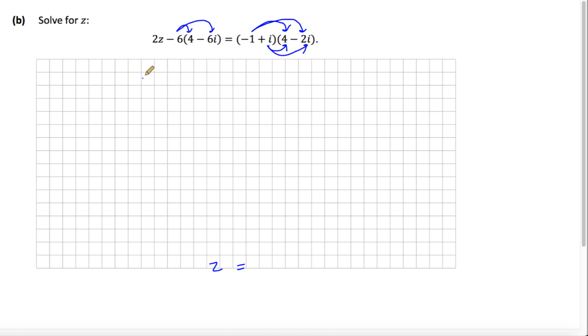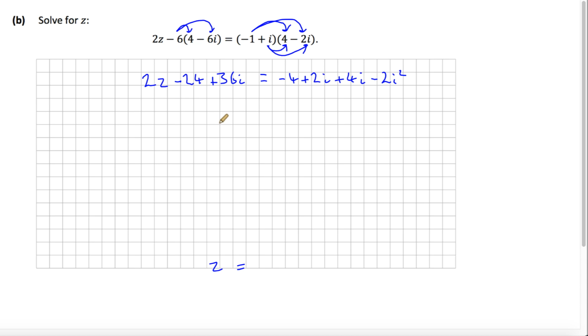So I'll leave my 2z alone. Okay, minus 6 by 4 is minus 24. Minus 6 by minus 6i is plus 36i. Okay, and that's equal to minus 1 by 4 is minus 4. Minus 1 by minus 2i is plus 2i. i by 4 is 4i. And i by minus 2i is minus 2i squared.